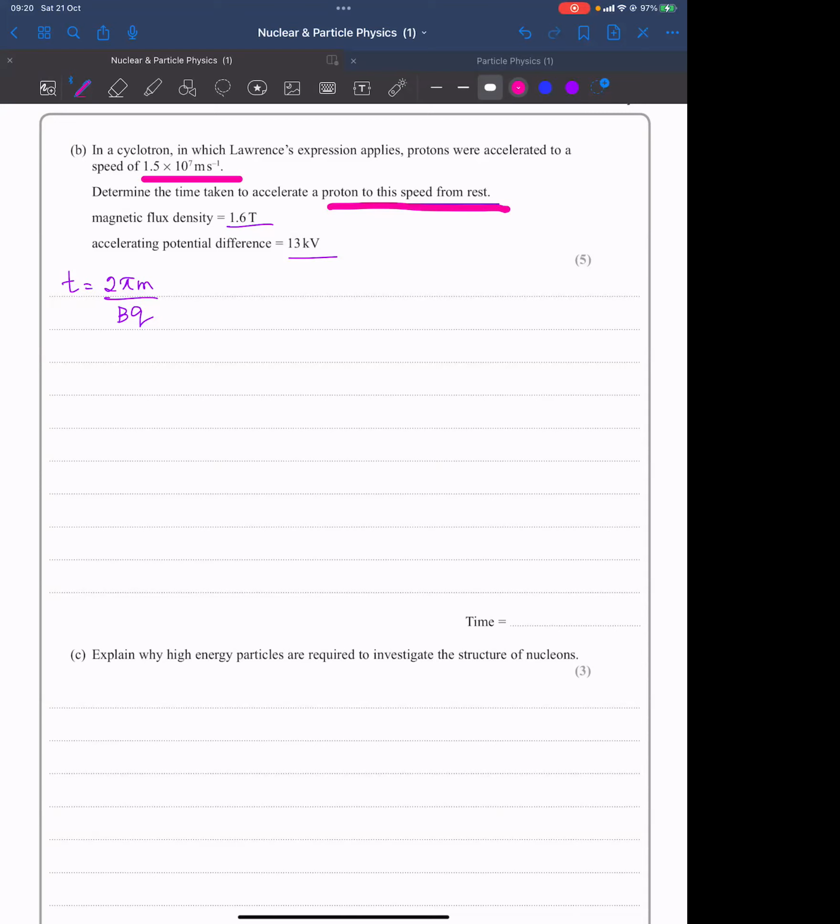That will give you the magnetic force when the particle is moving at a constant speed. Here they are asking, what is the time taken to accelerate the particle from 0 to that speed? That is done by the electric field. That is the magnetic force.